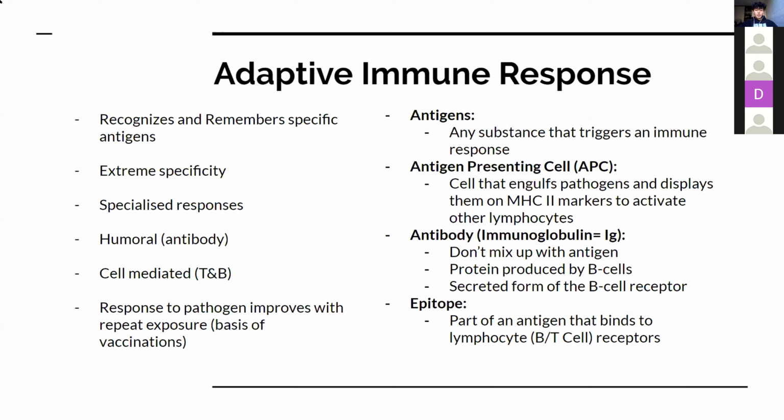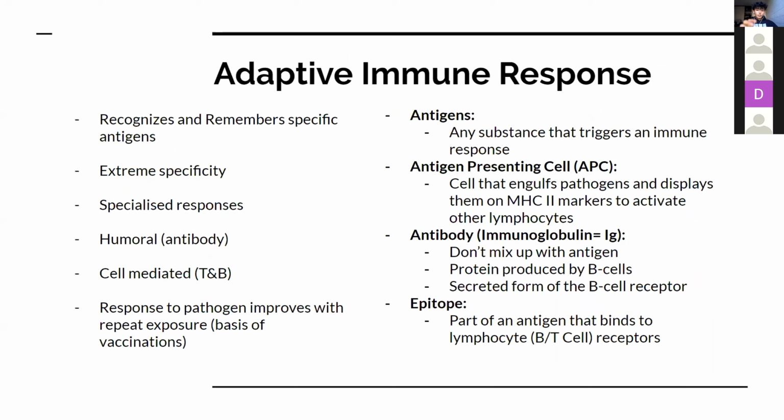Moving on to the adaptive immune response. Okay, I've got another 10 or so minutes. Hopefully I can get through it. This is basically when it recognizes and remembers specific antigens. It's extremely specific. It's got specialized responses such as humoral and cell-mediated adaptive immune responses. And the response to a pathogen improves with repeat exposure.